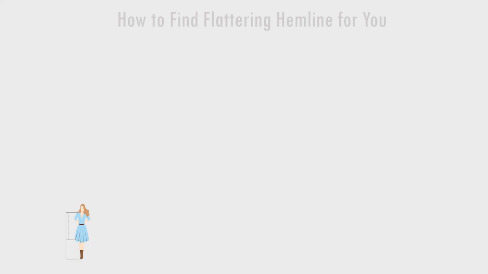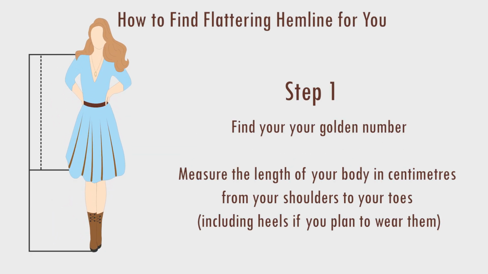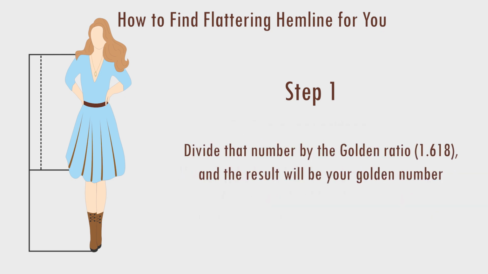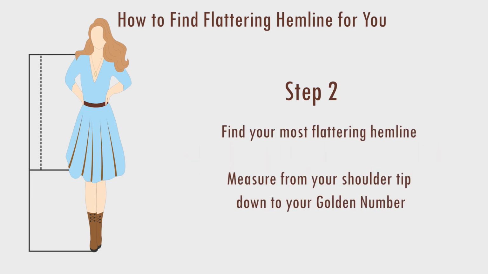Step 1 is find your golden number. Measure the length of your body in centimeters from the shoulder to your toes. Divide that number by the golden ratio, that is 1.618, and the result will be your golden number. Step 2 is find your most flattering hemline. Measure from your shoulder tip down to your golden number, and that will be your most flattering hemline.